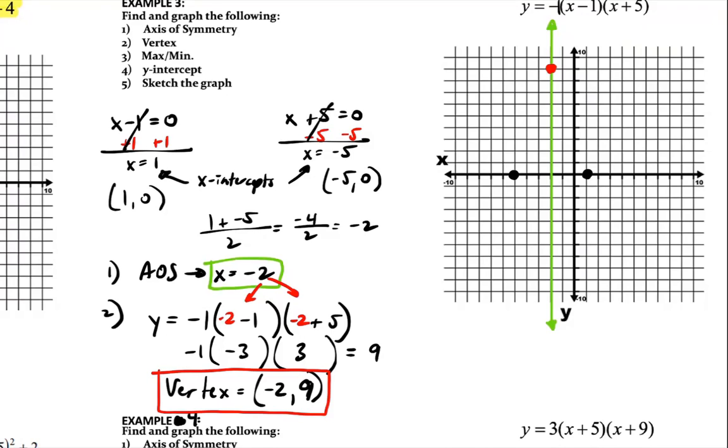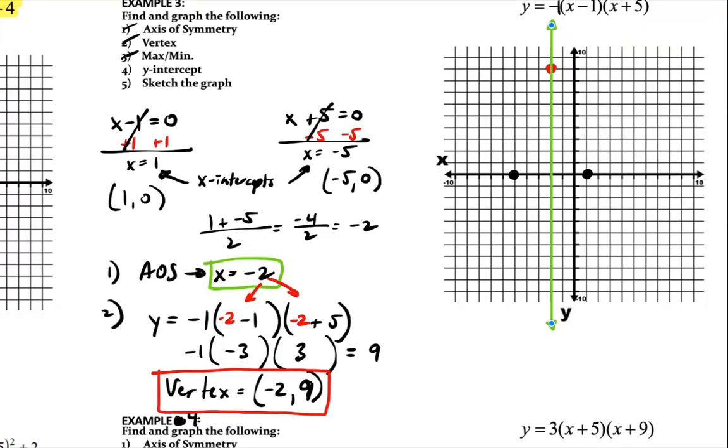How do I find the y-intercept for anything? Plug in 0 for x. Anytime you want to find the y-intercept, it doesn't matter what unit or what chapter it is.